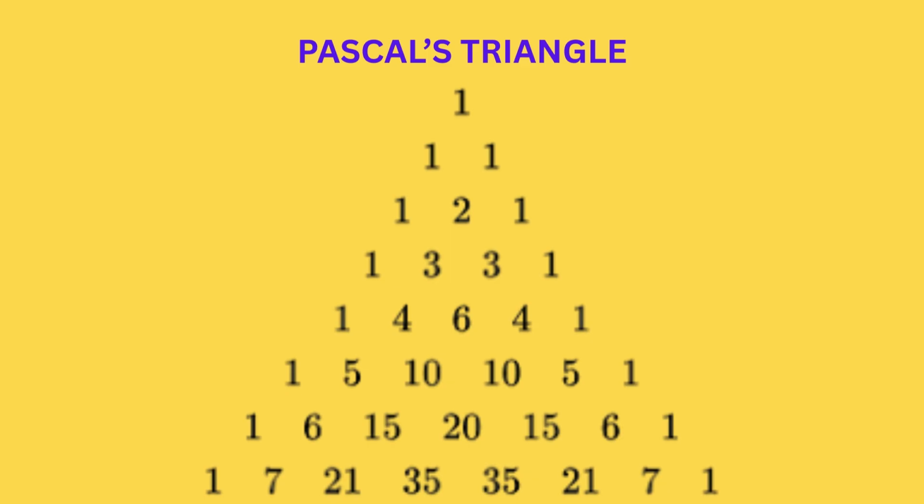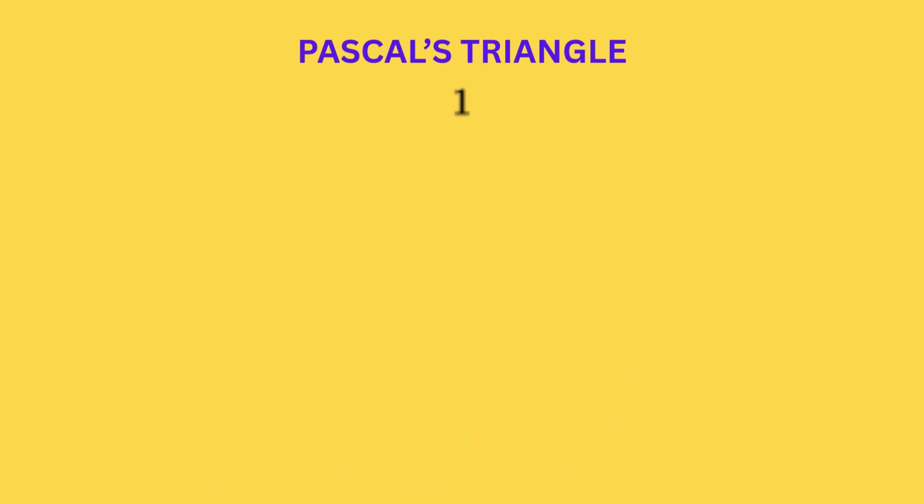We can also get the coefficients from Pascal's triangle. Pascal's triangle is a special triangular array of numbers. Each number in the triangle is the sum of the two numbers directly above it. Here's how it is made. Start with a 1 at the top. Create the next row with two 1s. Each row in Pascal's triangle starts and ends with 1. For every new row, add the two numbers directly above to get the numbers in between.